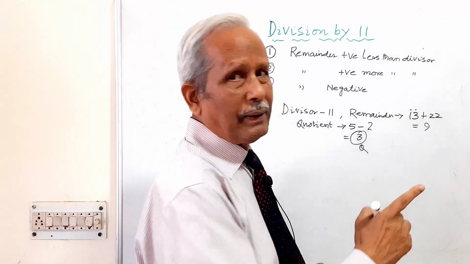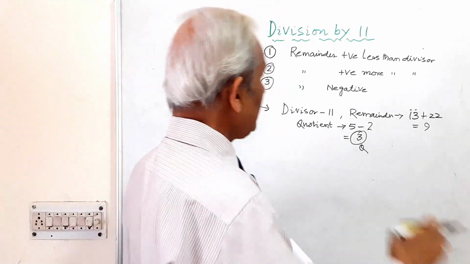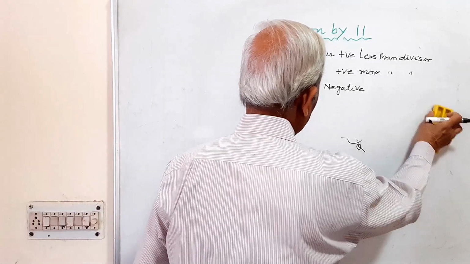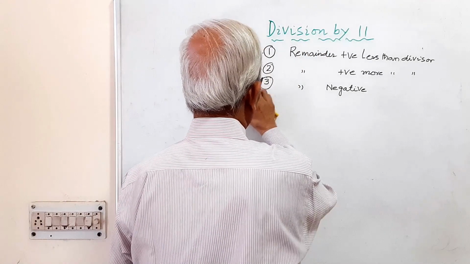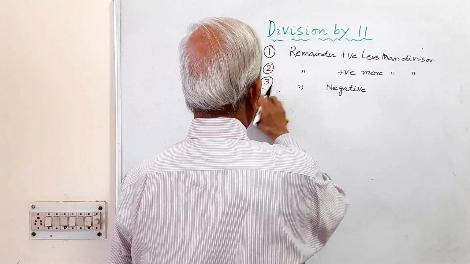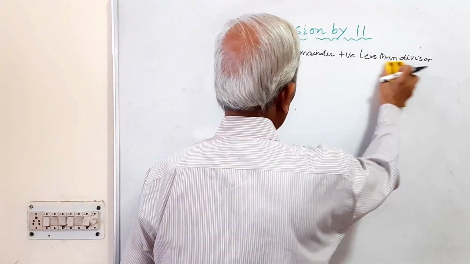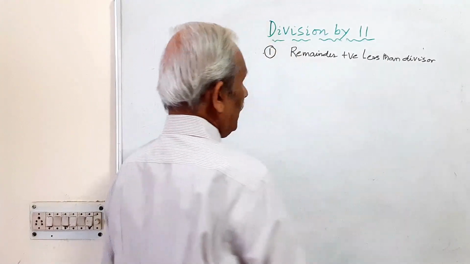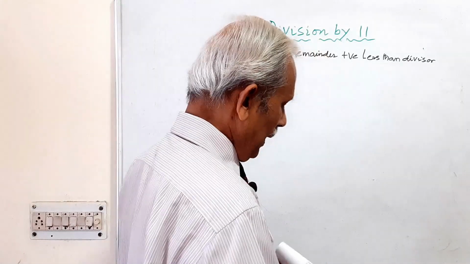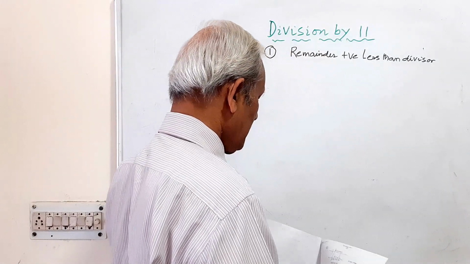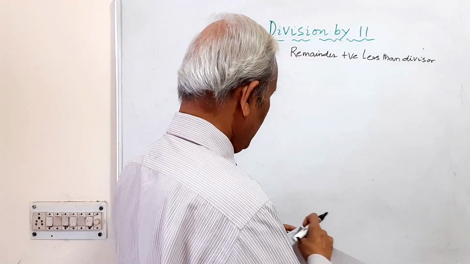I'll take an example and then I'll make you know. So we'll see all these examples. Whatever questions, whatever situations you have seen, just remember it. I will just do one by one. Remainder is positive and less than divisor. That is our first case. So I will take an example of it.